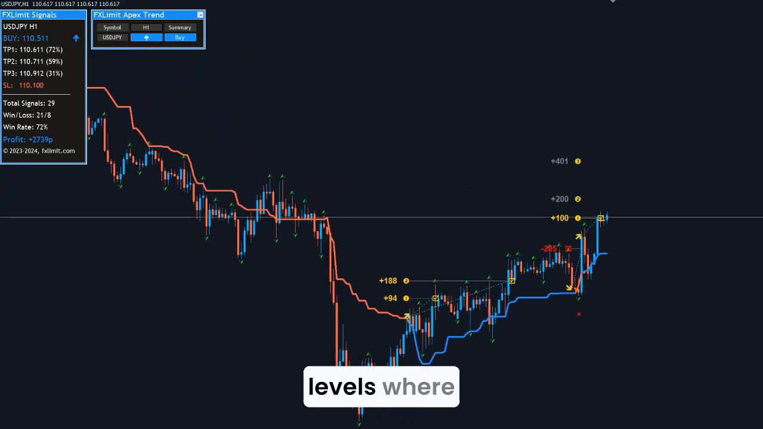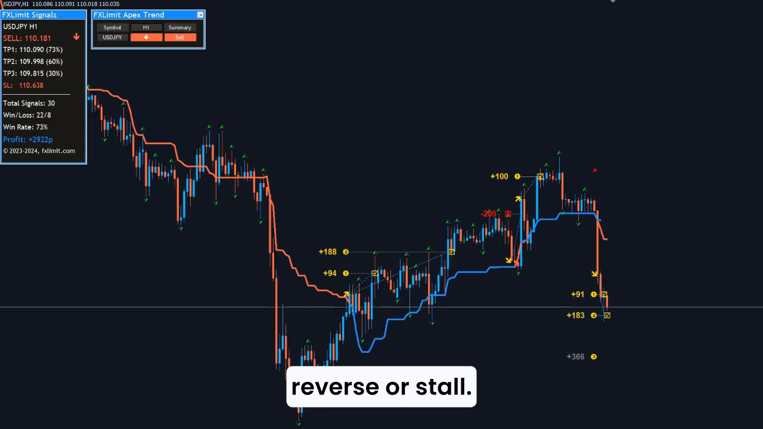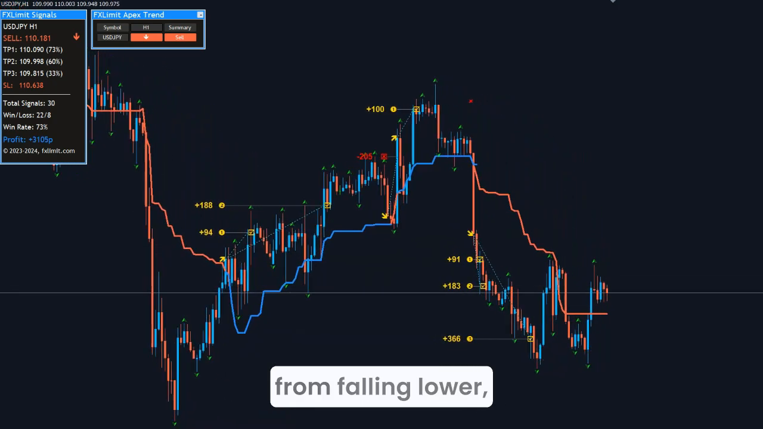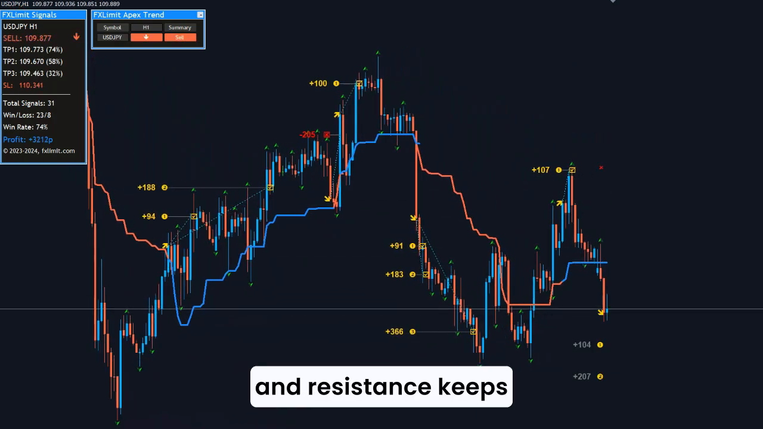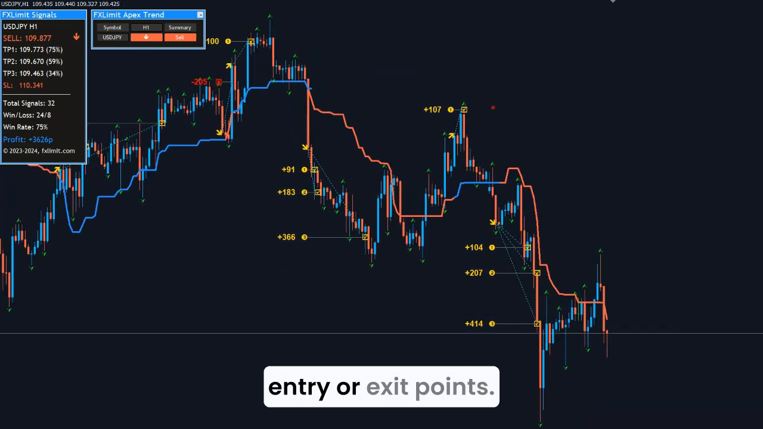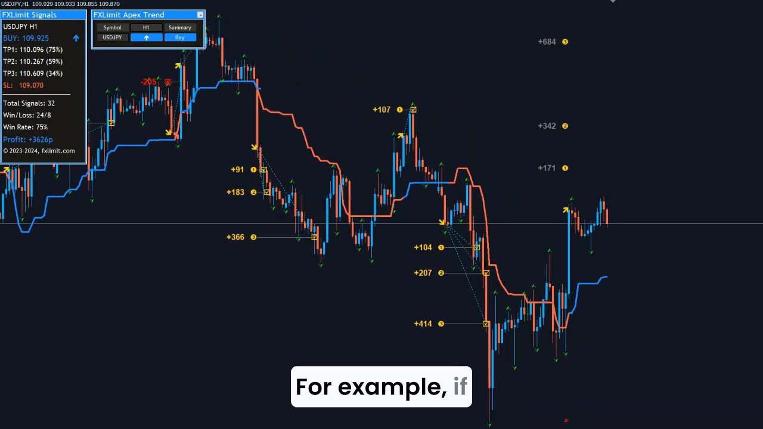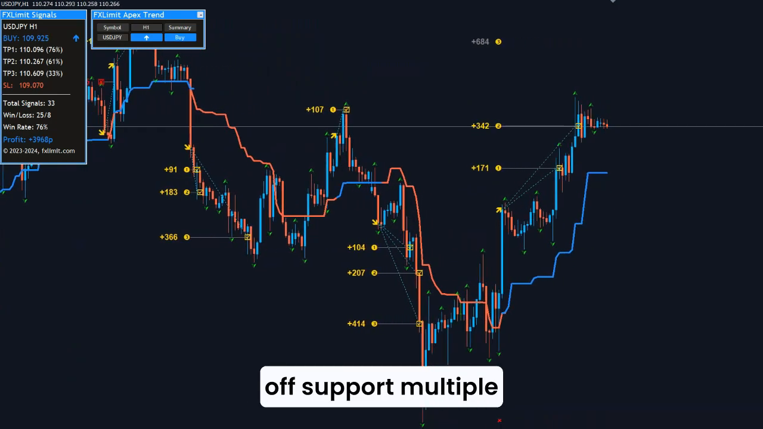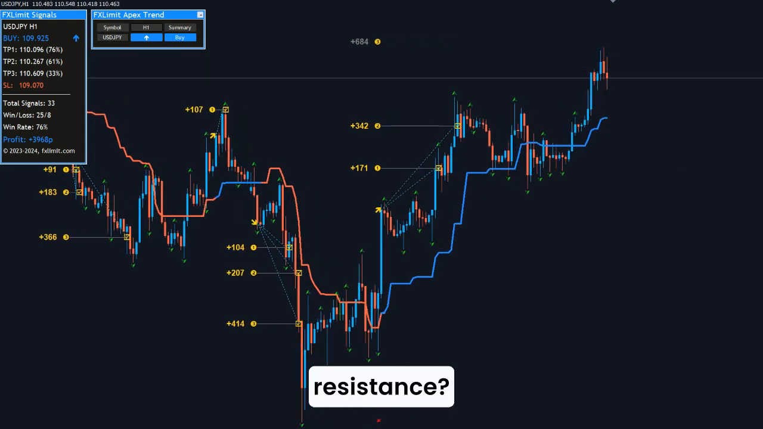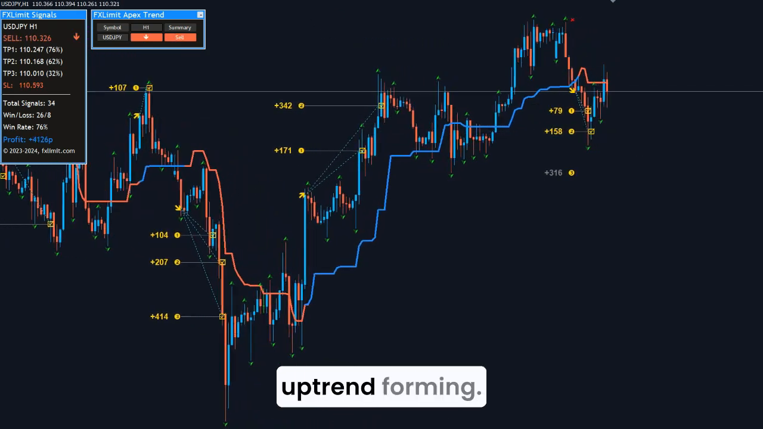Let's start with one of the most popular tools, support and resistance. These are key price levels where the market tends to reverse or stall. Think of them like invisible barriers. Support keeps price from falling lower, and resistance keeps it from going higher. Spotting these zones gives you potential entry or exit points. For example, if price is bouncing off support multiple times, that could be a good opportunity to buy. Breakouts above resistance? That might signal a strong uptrend forming.